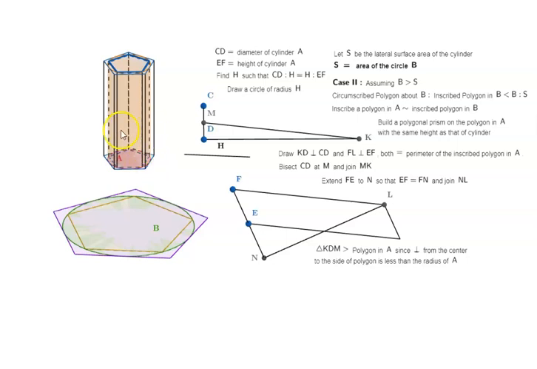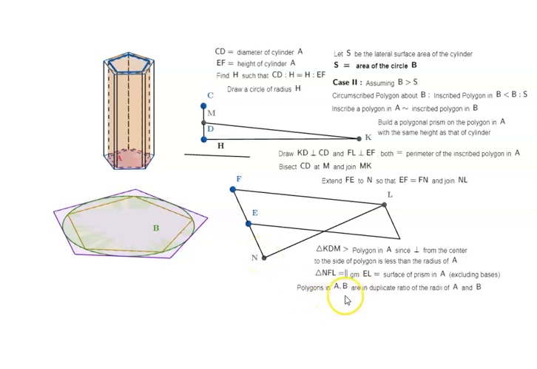Remember, MD is a radius of the base of the cylinder and KD is the height of the cylinder. But here we are talking of the inscribed prism, and here the perpendicular from the center to the side of the polygon is less than the radius. So that's why triangle KDM will be greater than the polygon in A. Now, triangle NFL is equal to parallelogram EL. Remember, EL is the surface of the prism. We wanted a triangle which will have the same area. So we kept the height same and we doubled the base.